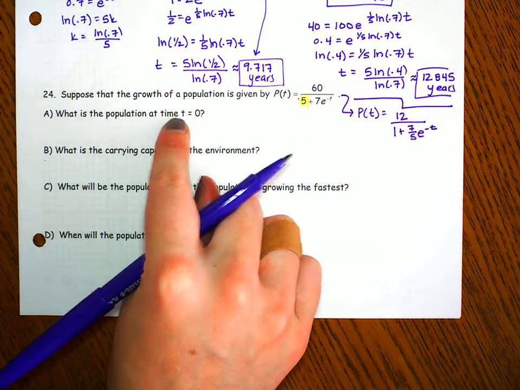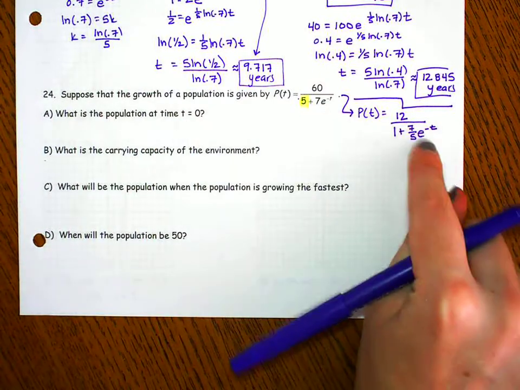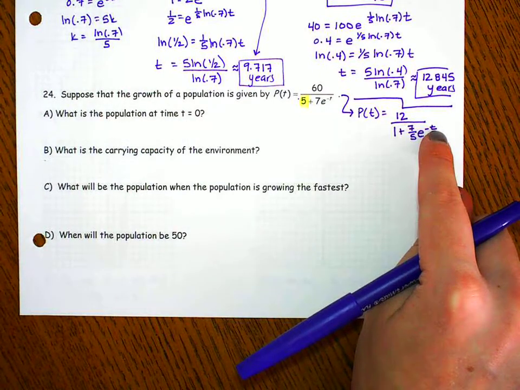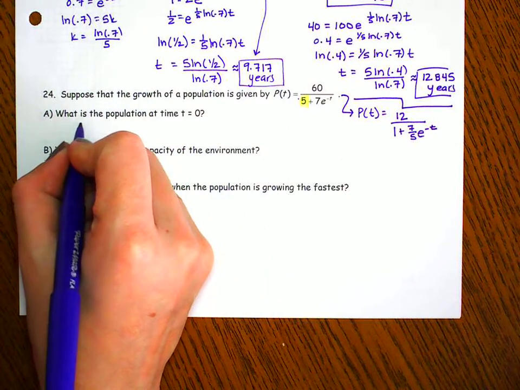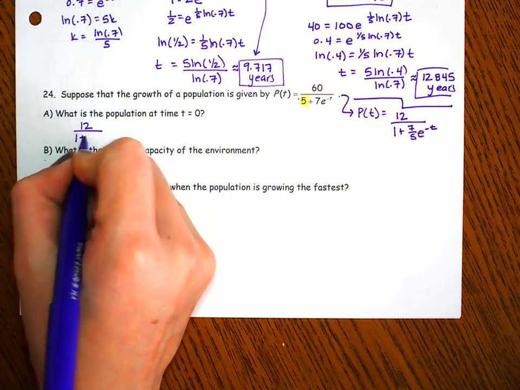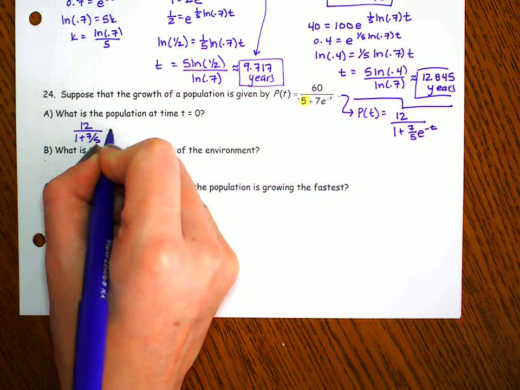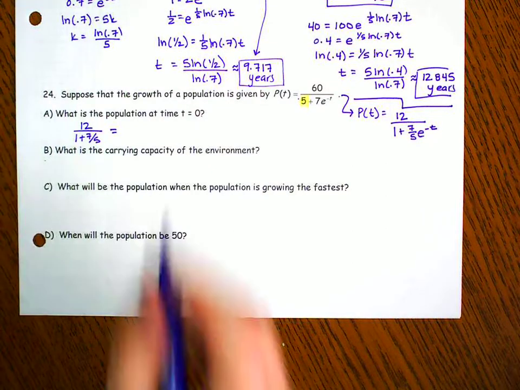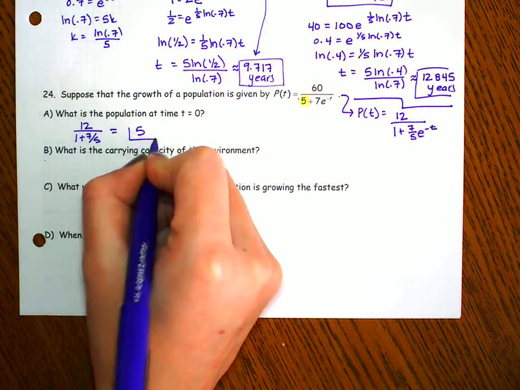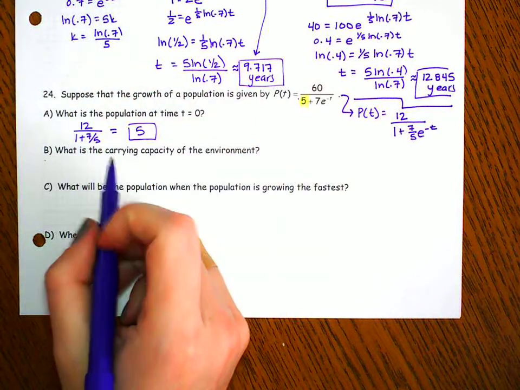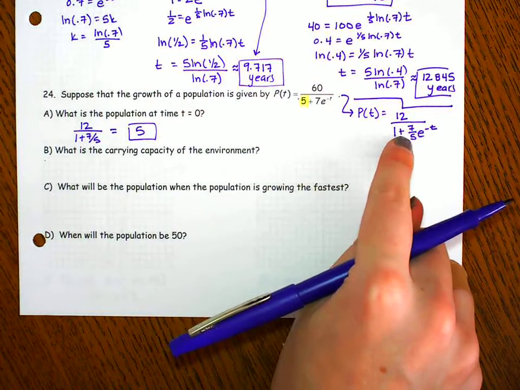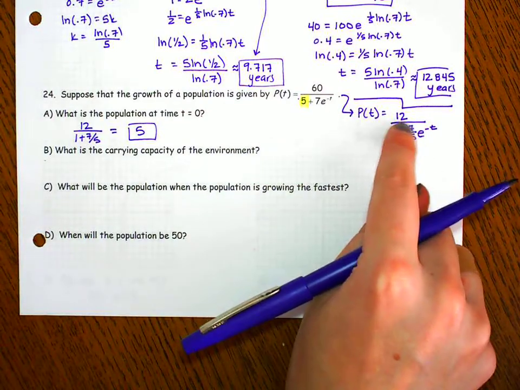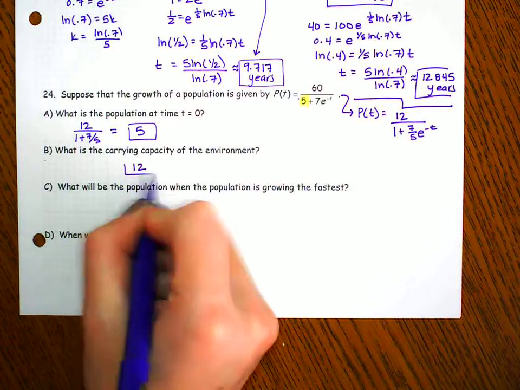So what is the population at time 0? Well, I'm going to have e to the 0, which is 1. So I really just have 12 over 1 plus 7/5. If you plug that into your calculator, you get 5. What is the carrying capacity? Well, now that we've fixed our formula, our carrying capacity is the top number, which is 12.